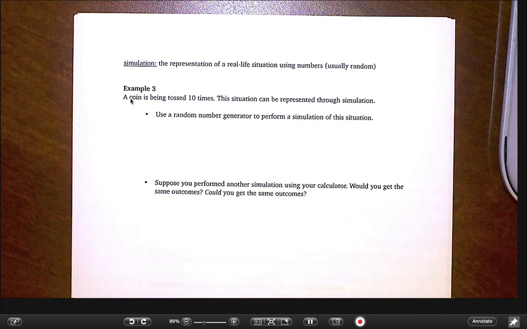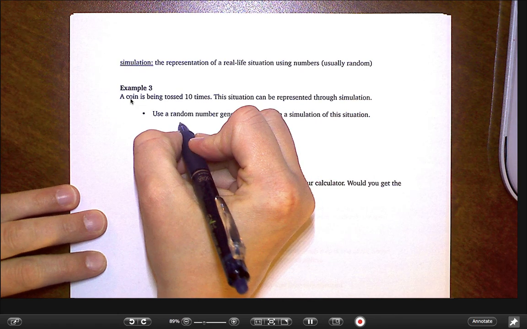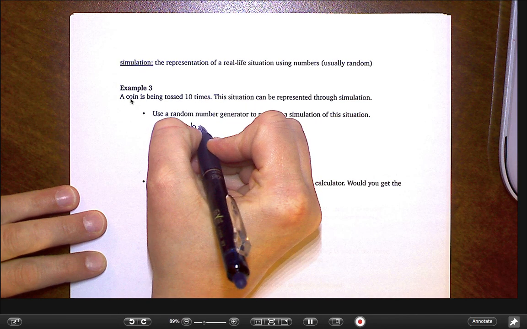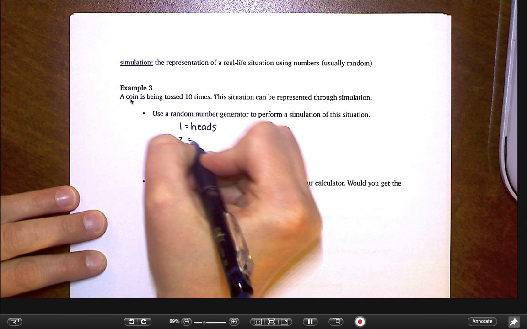So in this next example, we're going to do a simulation. It says a coin is being tossed 10 times, but instead of actually tossing a coin 10 times, we're going to do a simulation of tossing a coin 10 times. So use a random number generator to perform a simulation of this situation. So what I'm going to do is have my random number generator pick between two random numbers. There's two outcomes of tossing a coin, right? So I'm going to say that one is heads and two is tails.